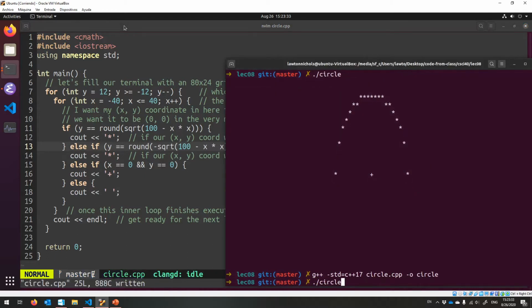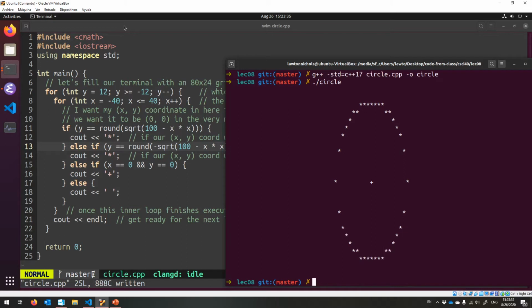Alright, are you ready? Because I think we have a circle now. So for every potential x and y coordinate, we check, is it on the graph? Close enough. If it's not, we'll print a space. But if it is close enough, we'll print that star. Or we'll also print the plus sign to show the axes meeting. That's the middle of the graph. And so we can play around with this. We can stretch it out if you would like.